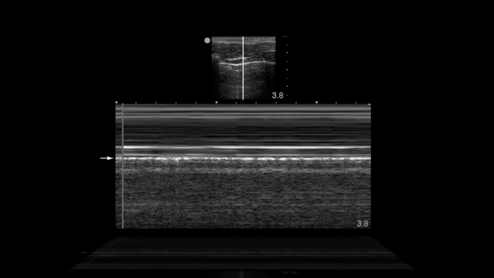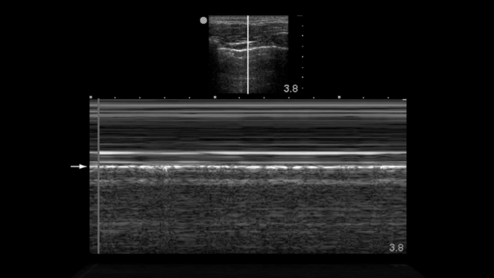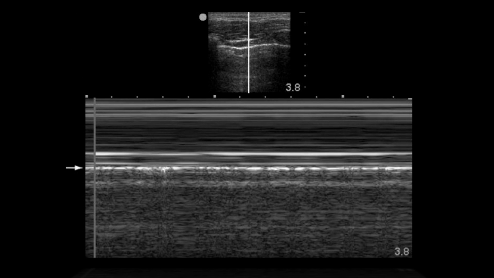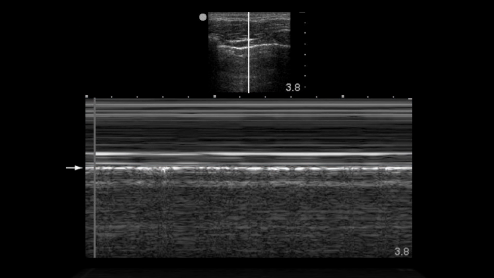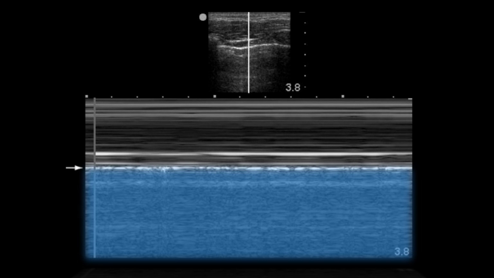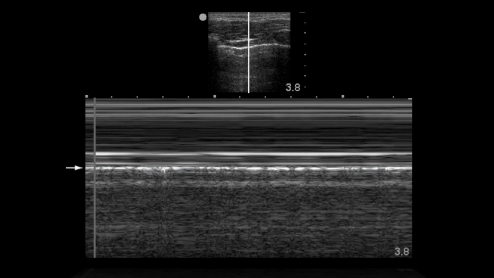M-mode can be useful in detecting pneumothorax by plotting the movement of the soft tissue, parietal pleura, and tissues below. Here is an M-mode image of the normal lung. The top of the image represents the rather static chest wall and soft tissue. The bright line near the center is the pleural line, and the granular area below is a motion artifact produced by the lung sliding. This is referred to as the seashore sign.